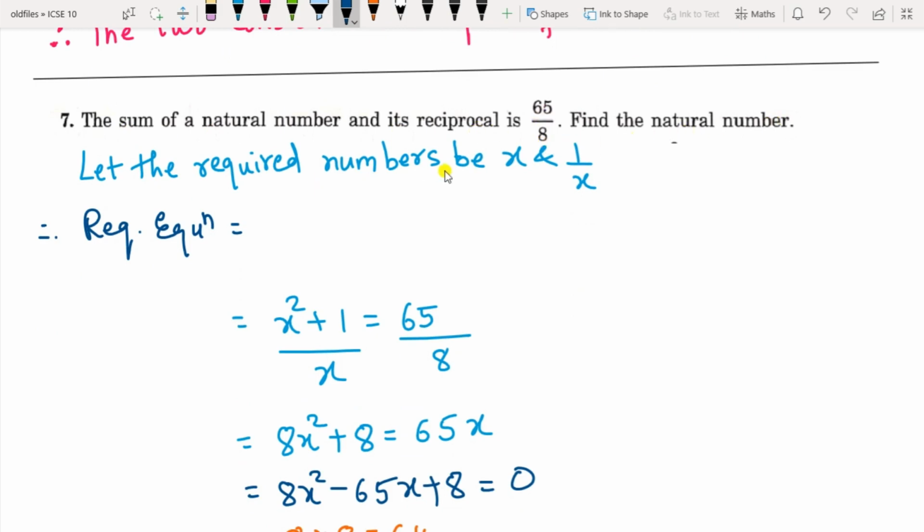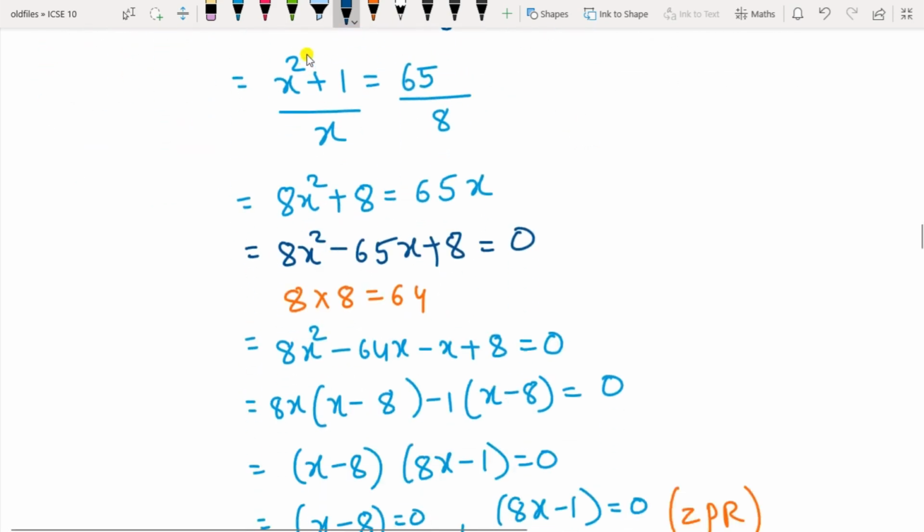Find the natural number. So let the natural number be x and its reciprocal is 1 upon x here. Now the required equation will be the sum of these two. So the sum, x plus 1 upon x, is given as 65 by 8. Take the LCM on the left hand side and then cross multiply. You will get the equation as 8x square minus 65x plus 8 equal to 0.